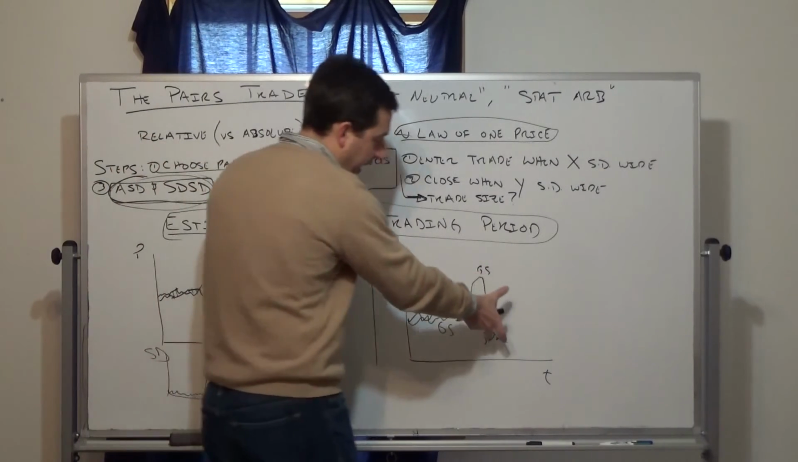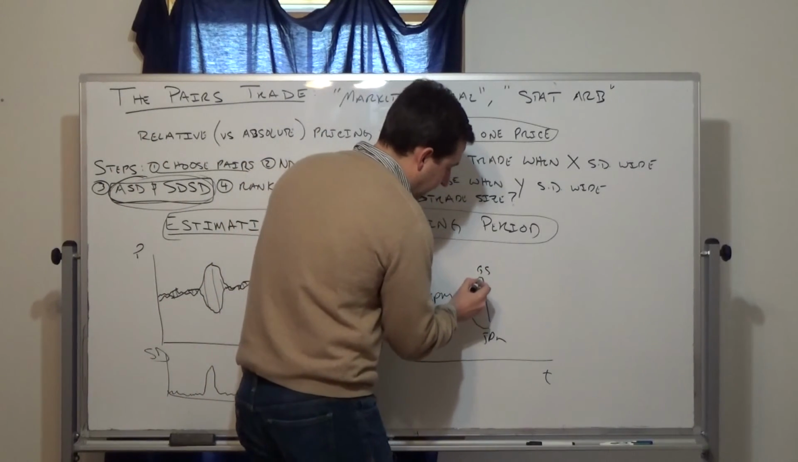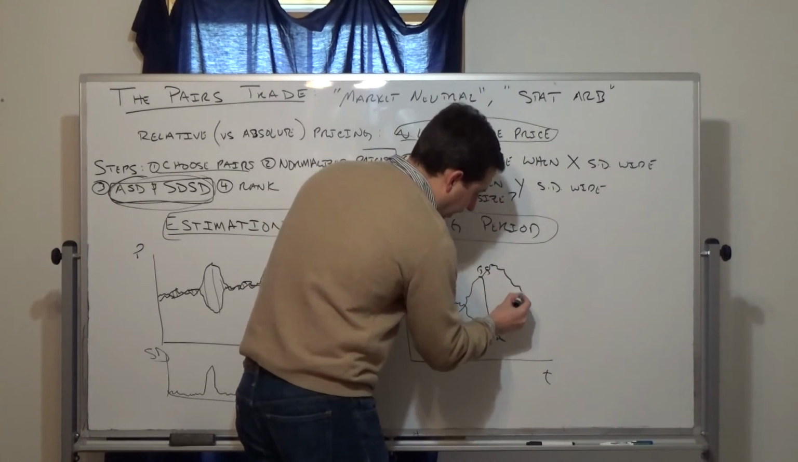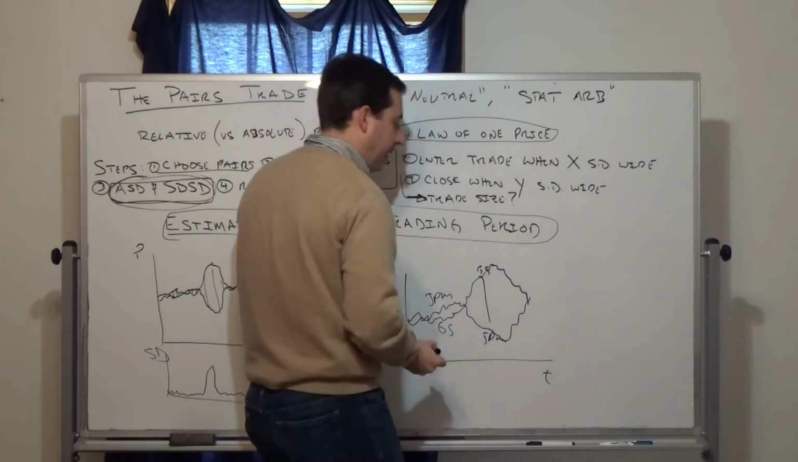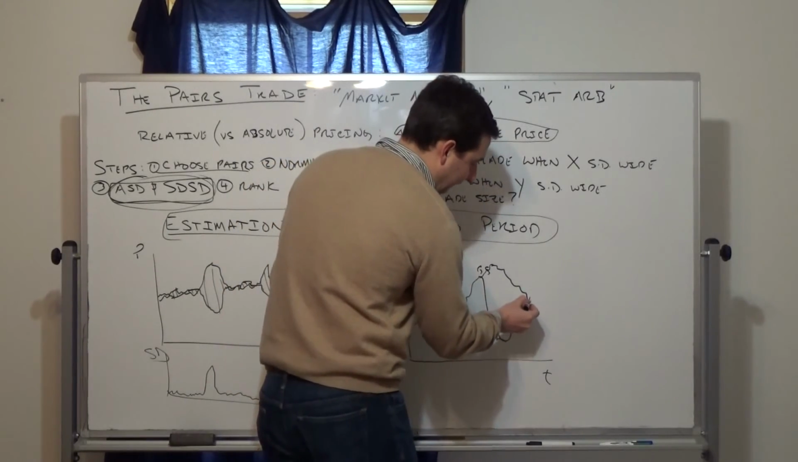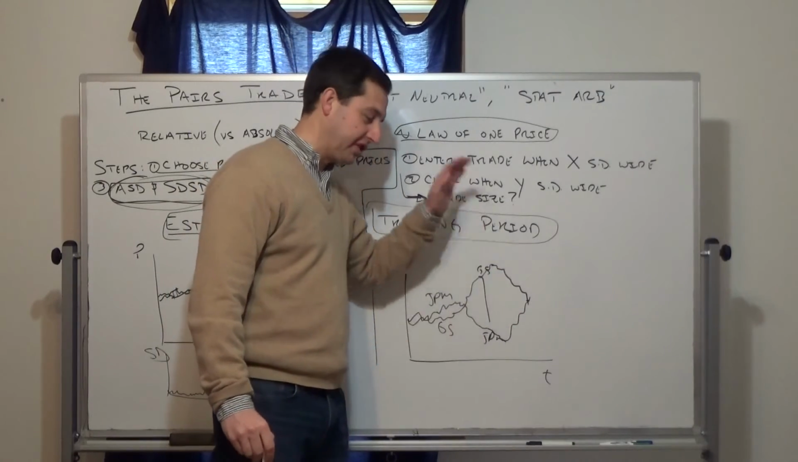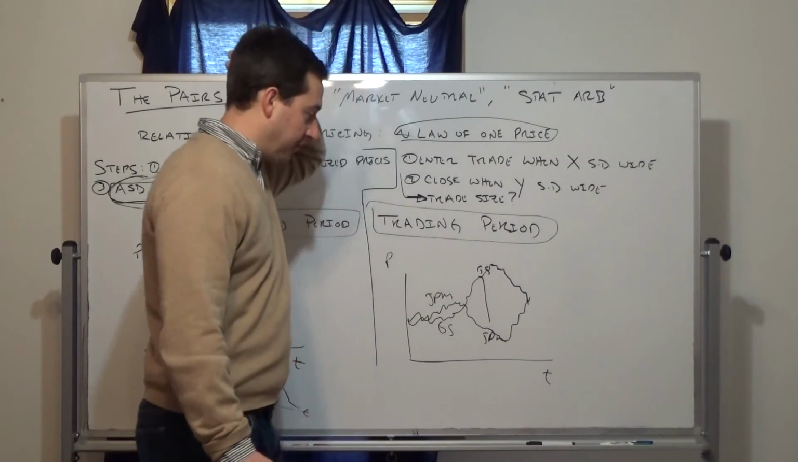We buy JP Morgan here, we short Goldman Sachs. If it gets a little bit wider, we're losing money, but we hold this trade and we wait until they cross again. So we exit our trade here, right? In other words, we bought JP Morgan, we sell JP Morgan, we buy Goldman Sachs.